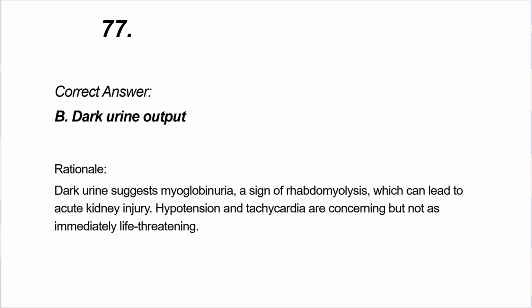77. B. Dark urine output. Rationale: dark urine suggests myoglobinuria, a sign of rhabdomyolysis, which can lead to acute kidney injury. Hypotension and tachycardia are concerning, but not as immediately life-threatening.